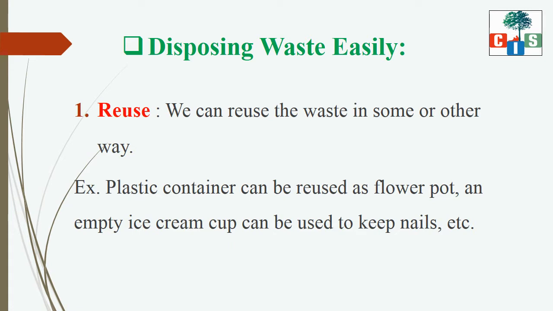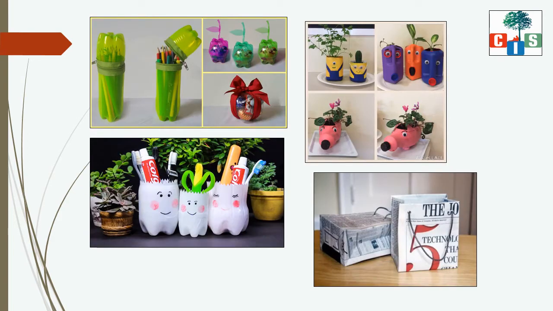For example, plastic container can be used as flower pot. An empty ice cream cup can be used to keep nails. Let's have a look. Plastic bottle has turned into pencil holder. Yes, here you can see some pots. And then newspaper is reused as a bag. So like this, we should think of various different ideas of reusing the waste. So first method is reuse.